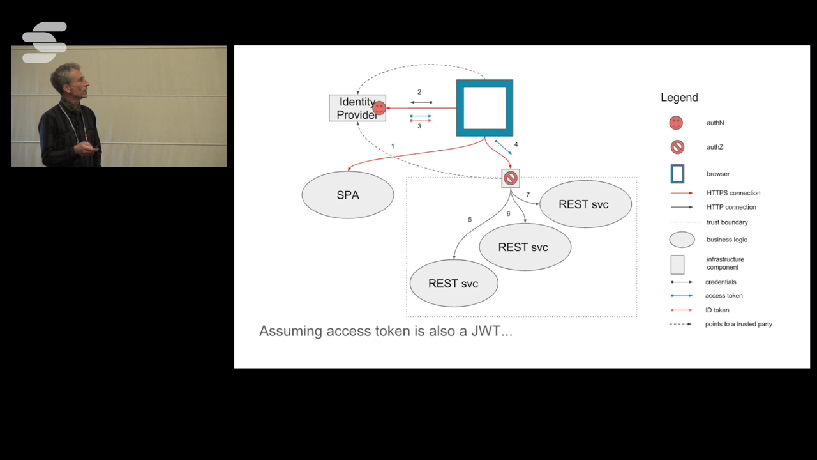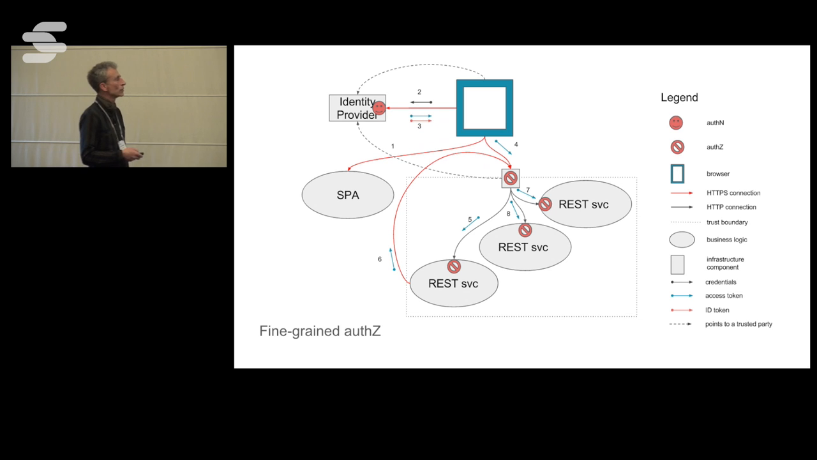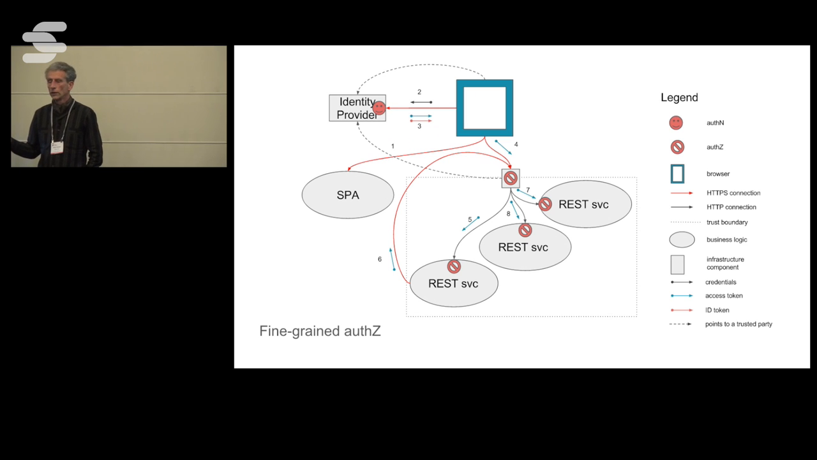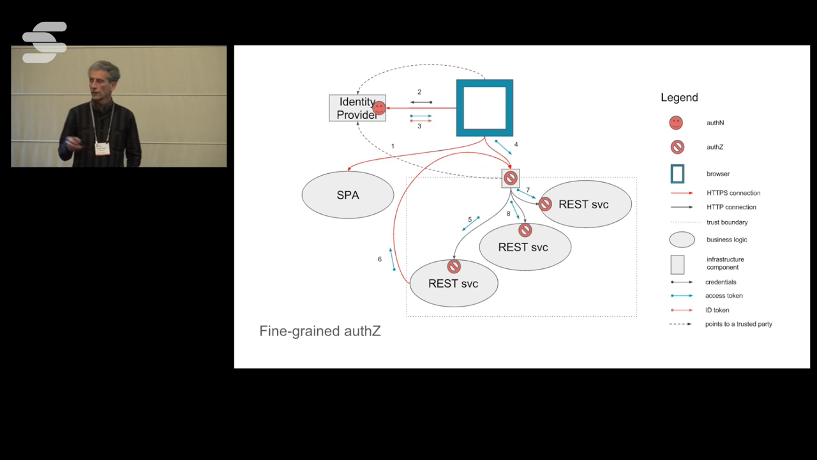So what I'm pleading for is that we use JWTs as access tokens. This is the pattern I envisage for fine-grained authorization. You propagate the token to your various REST services, and here the authorization happens in each REST service as well. I think that Merlene and Jim will be happier here.